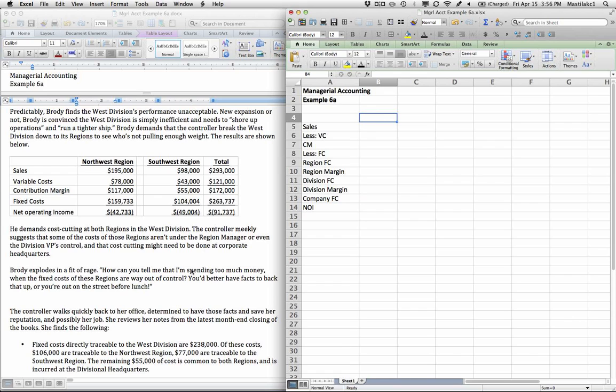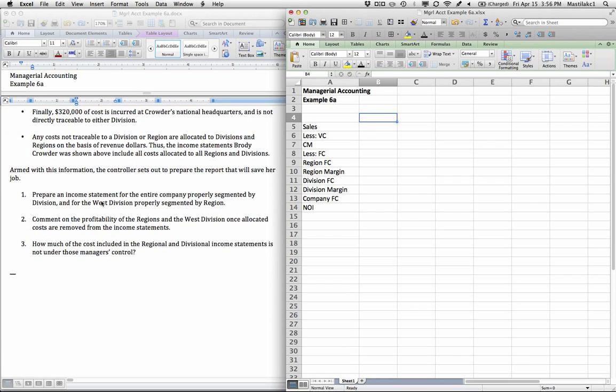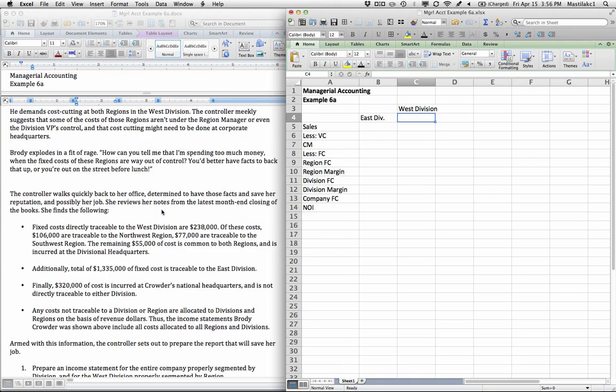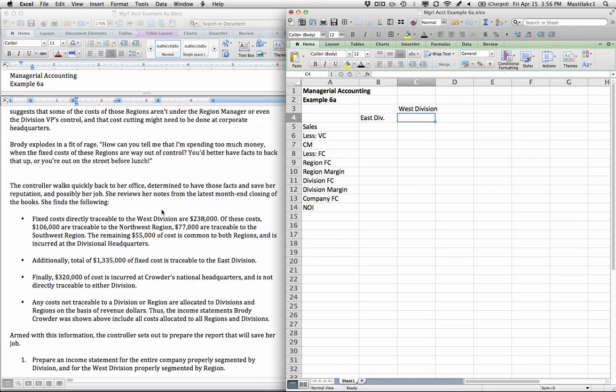Now we're asked specifically in this example to split the West division by regions and split the whole company into the two East and West divisions. So what I'll do is I'll show the East division first here, and then I'll show the West division in its two regions, Northwest and Southwest. And the total for the West division, so I'll center this over those three.